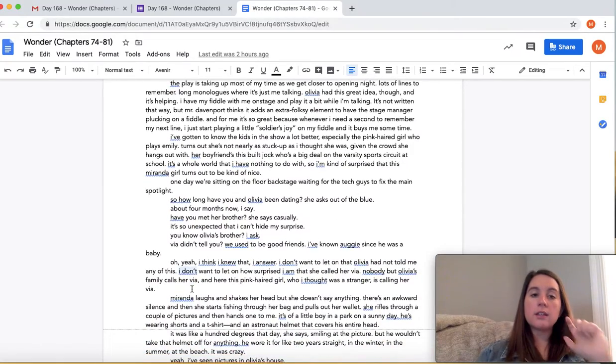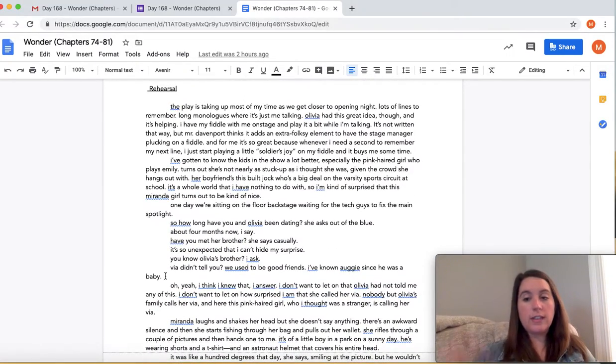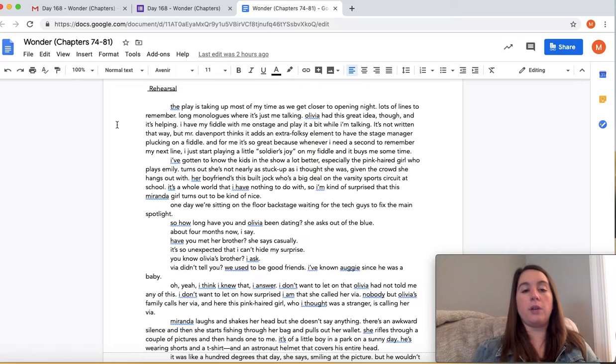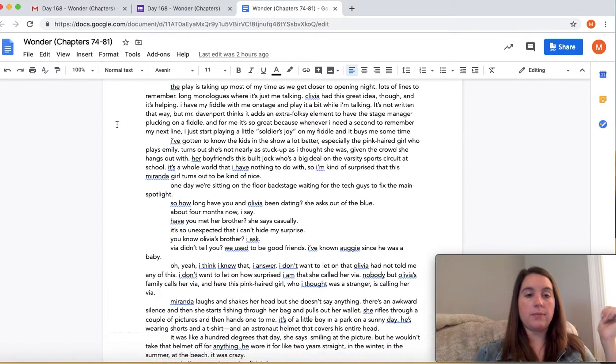Rehearsal. So if you don't know, rehearsal is like practice before a play. So remember, they've been working on this play, so now it's like the week before and they're rehearsing for the play so that they're ready.